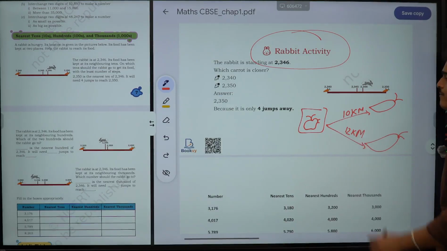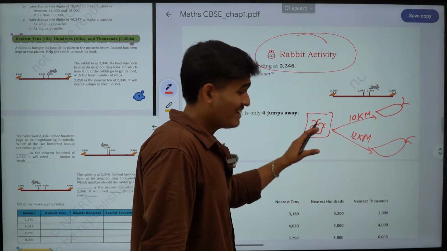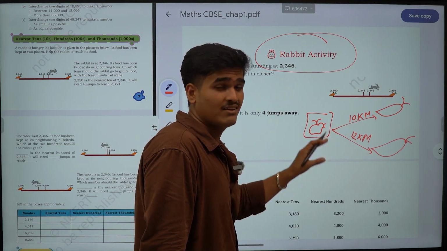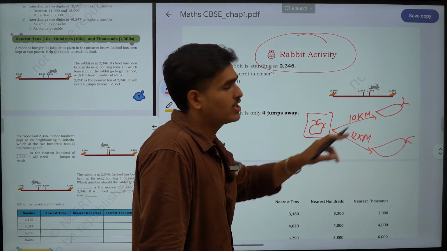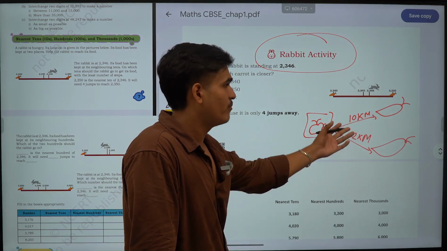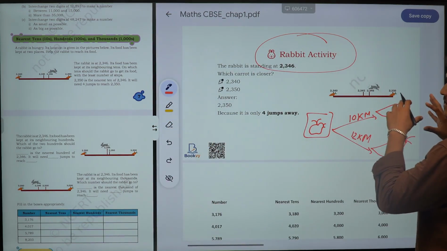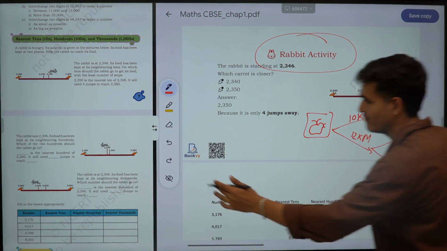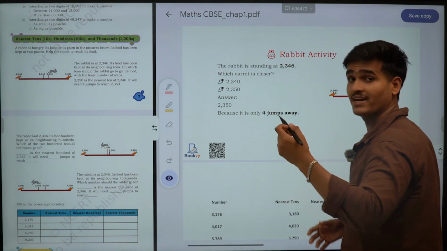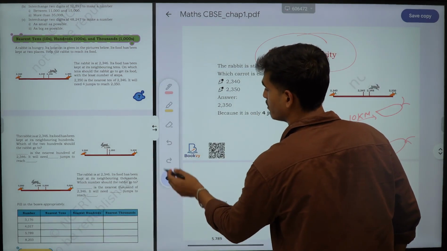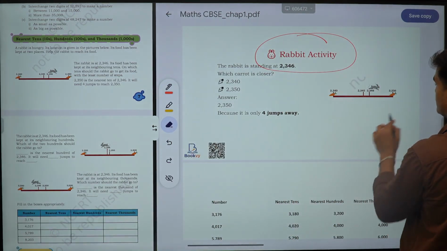Now you tell me which is the shorter distance for the rabbit. Where will he reach first? At the 10 kilometer carrot or the 12 kilometer carrot? Obviously 10 kilometers, because, sir, it is a shorter distance. Okay, I got you. So this is just the rabbit activity. See, they add so many things to complicate it, but you should not overthink this. You have to just simply see the question.